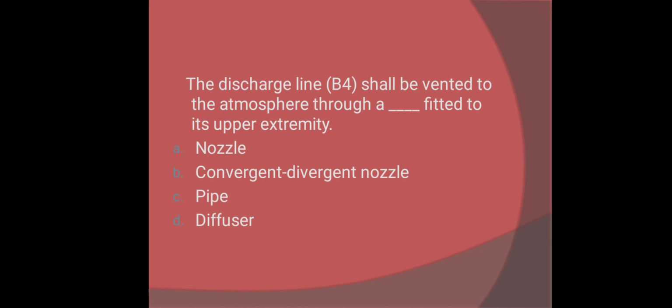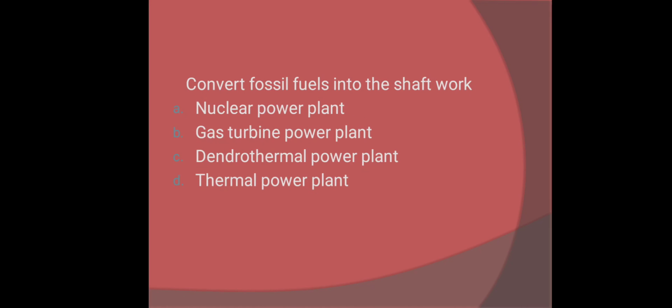Next, the discharge line of the relief device shall be vented to the atmosphere through a blank fitted to its upper extremity. Sagot natin dyan ay diffuser. Letter D. Convert fossil fuels into the shaft work. Okay, convert fossil fuels into the shaft work. Sagot natin dyan ay thermal power plant.